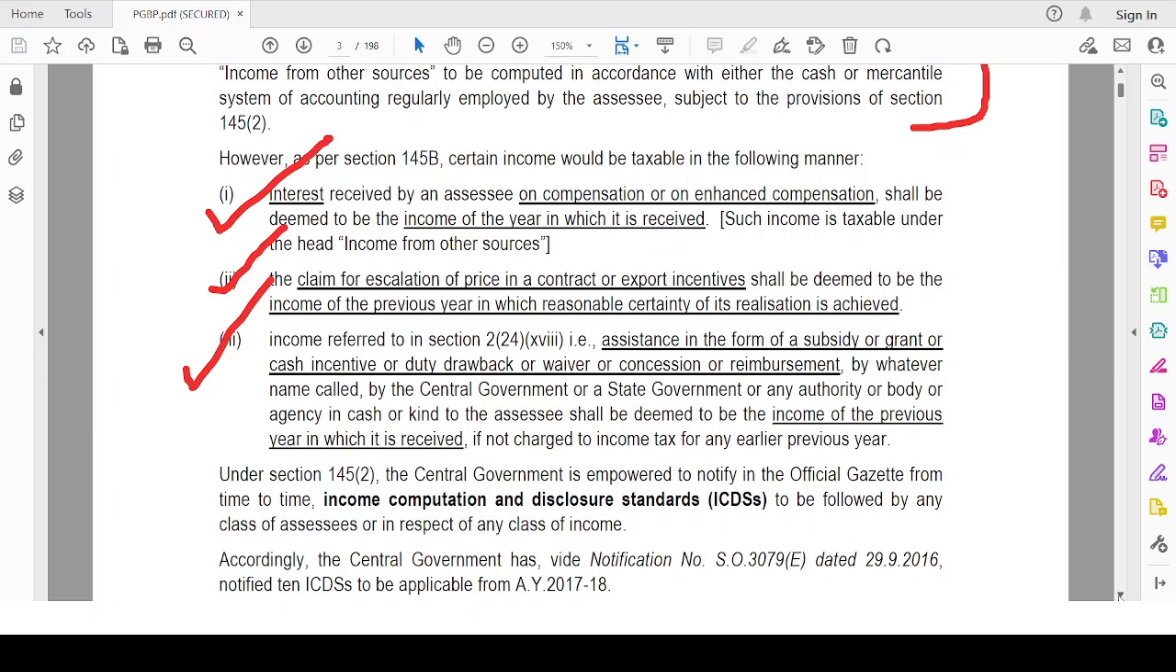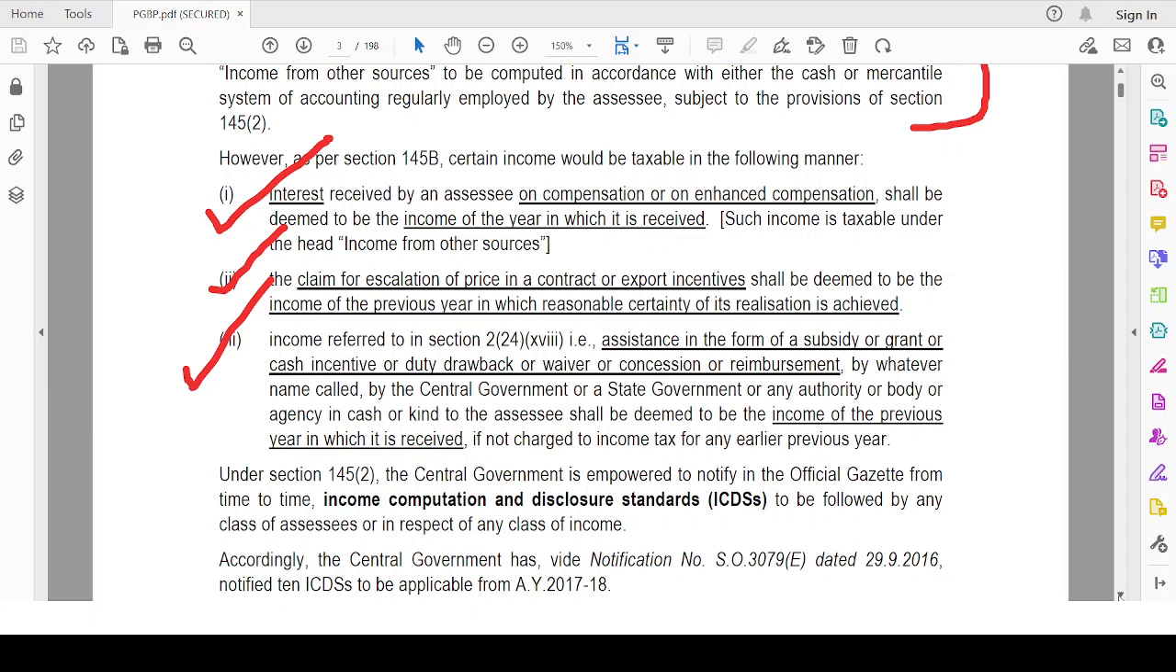And then we have a third one: assistance in the form of subsidy or grant or cash incentive or duty drawback or waiver or concession or reimbursement, whatever name it is called, which is given by either the central government or state government or an authority, body or agency, either in cash or in kind, shall be deemed to be the income of the previous year in which it is received, provided it is not charged to income in any of the earlier previous years.